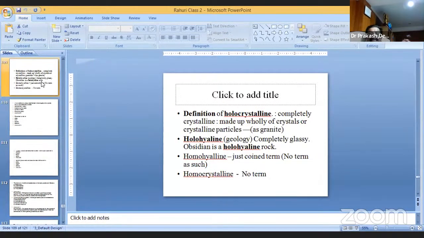Holocrystalline, completely crystalline, made up wholly of crystals or crystalline particles as granite. Holohyaline, a geology term, completely glassy. Obsidian is a holohyaline rock. Homohyaline, just a coined term, no term as such. I have searched the whole dictionary, you don't find this word. Homocrystalline, no such term also.